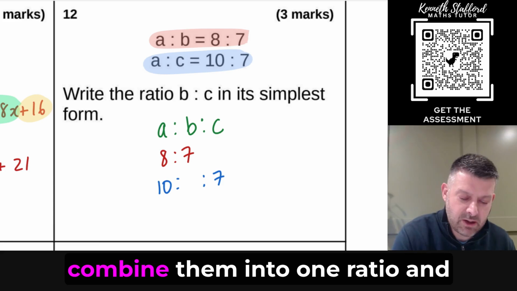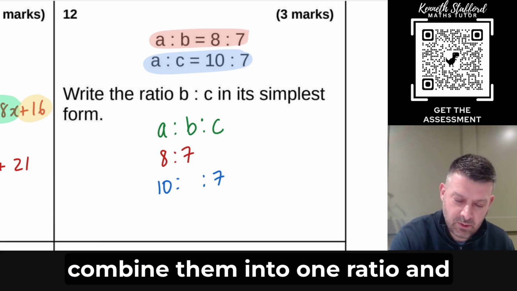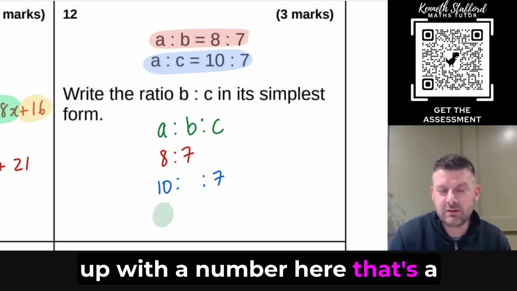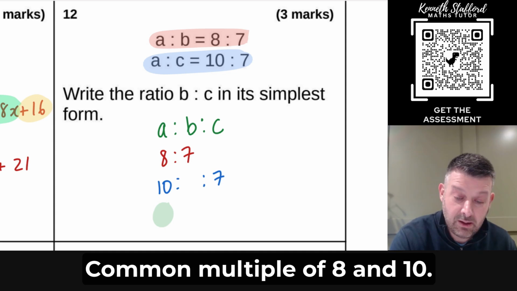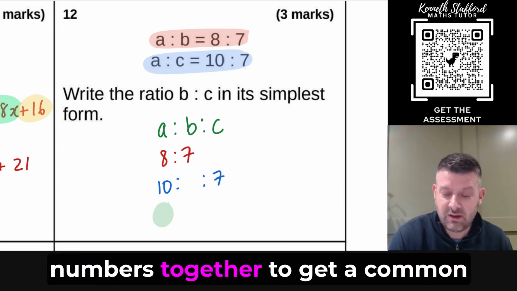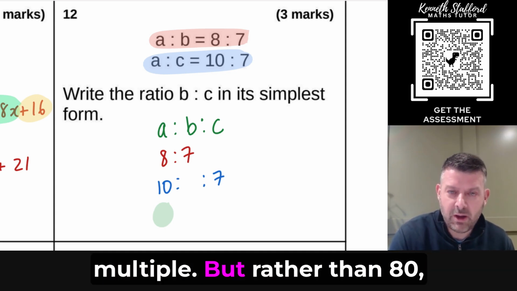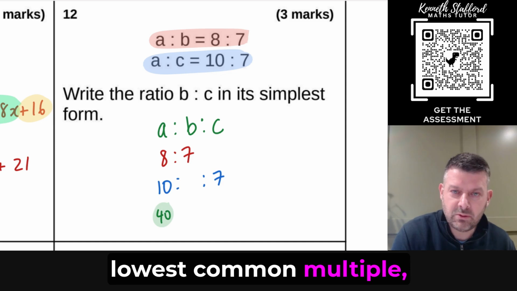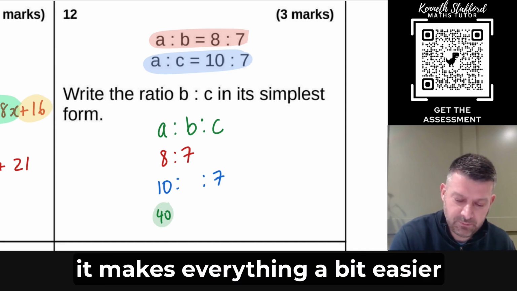And what we're going to do is combine them into one ratio. And to do that, we're going to come up with a number here that's a common multiple of 8 and 10. So you can always times two numbers together to get a common multiple. But rather than 80, if you spot that 40 is the lowest common multiple, it makes everything a bit easier.